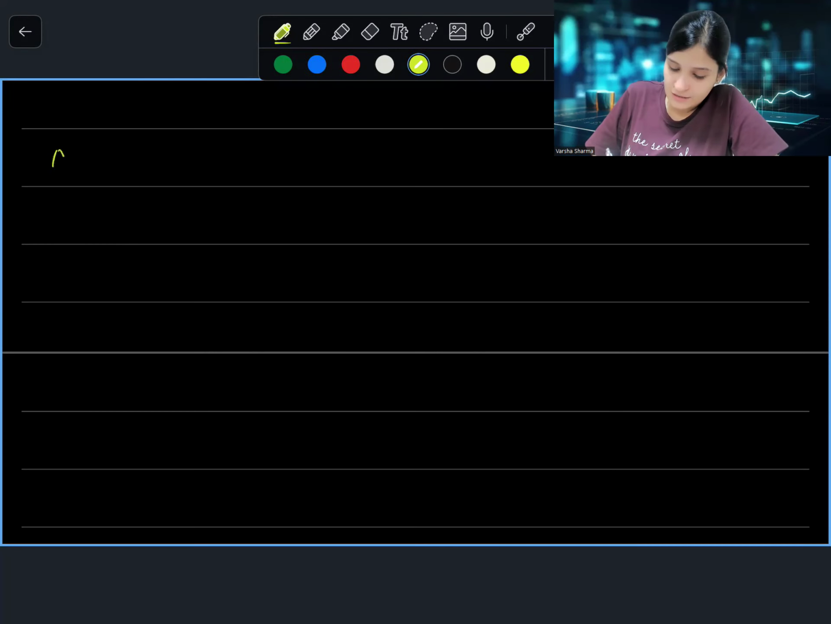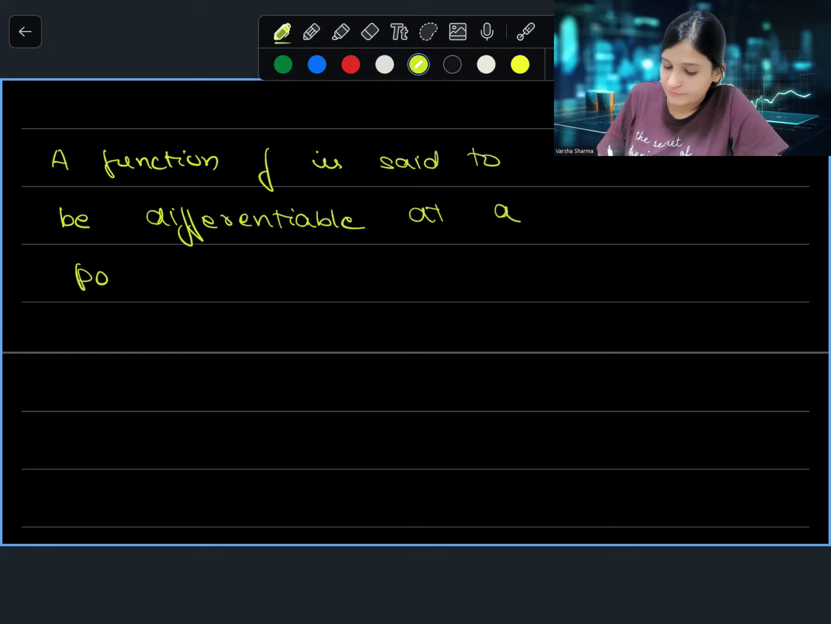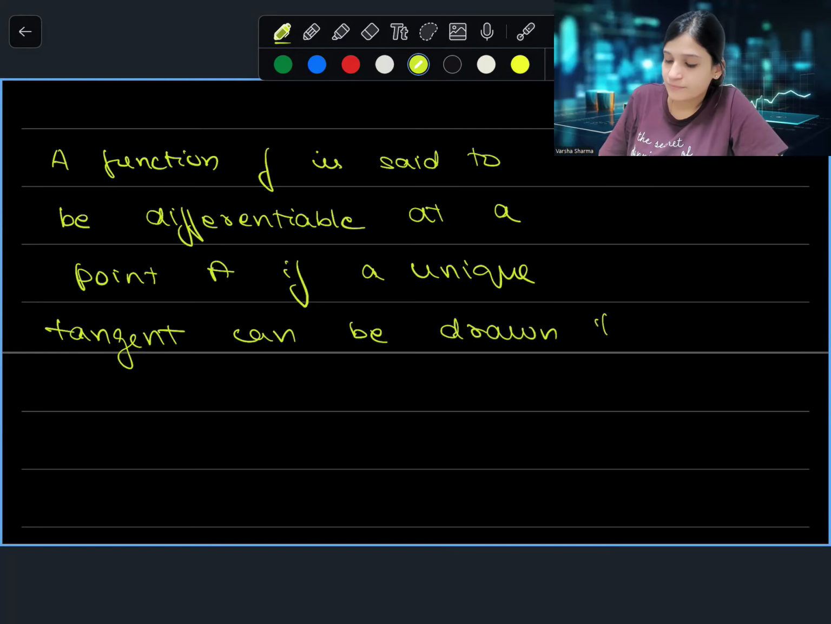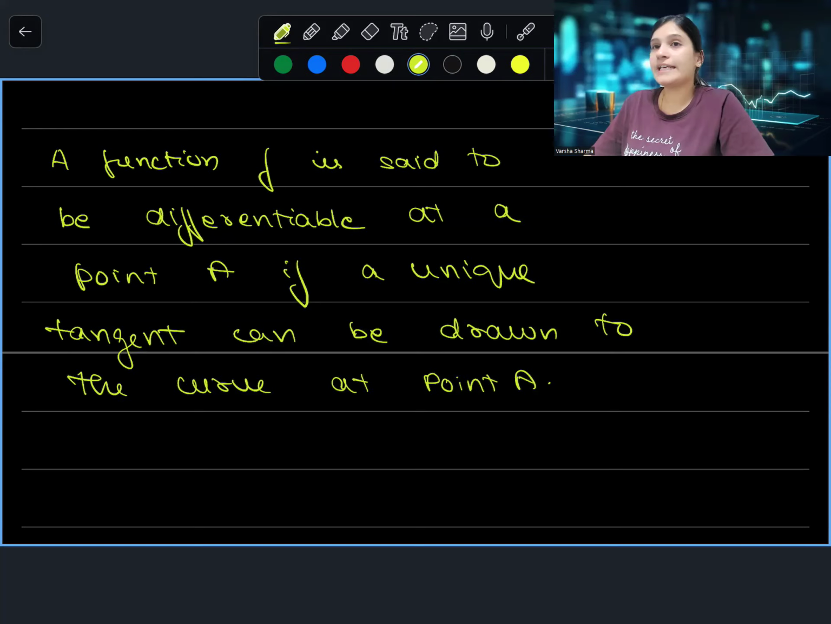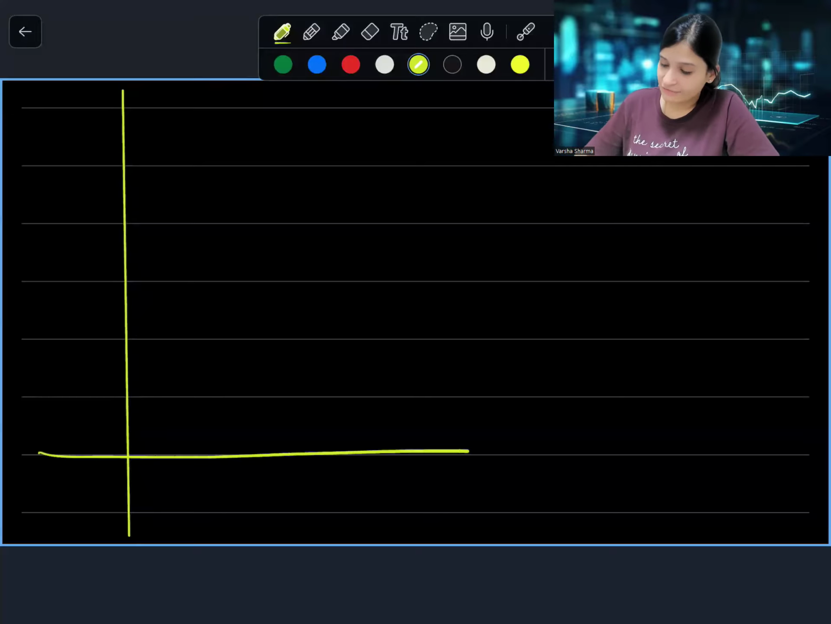A function f is said to be differentiable at a point A if a unique tangent can be drawn to the curve at point A. Any doubts? No. Let us derive the formula.